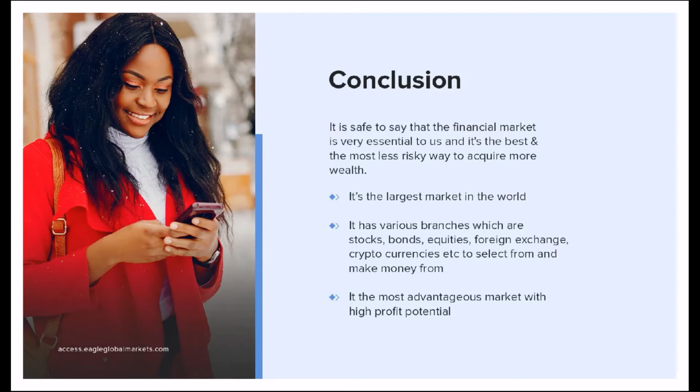It has various branches also. The global financial market has various branches, such as stocks, bonds, equities, foreign exchange, and cryptocurrencies. You can select any one you like and make money from it. And lastly, it is the most advantageous market in the world. So this is just the major idea, the major concept behind an introduction to global financial markets.